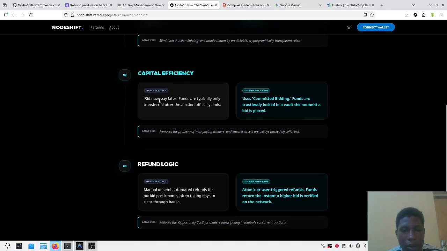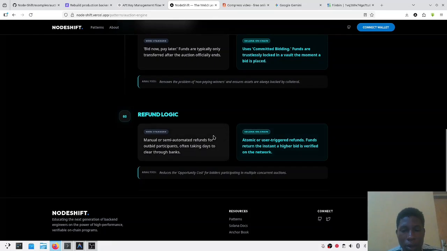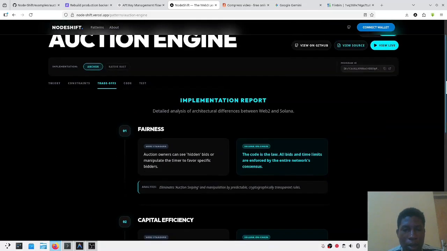It's also capital efficient, meaning you can bid now and pay later, as the funds are only transferred from your account when the bidding process is over. They don't leave your account, they're just held in a kind of PDA vault, but still showing on your account balance. And there's refund logic. On Web 2 it's manual and might take days, but on Web 3 it's atomic and instant.